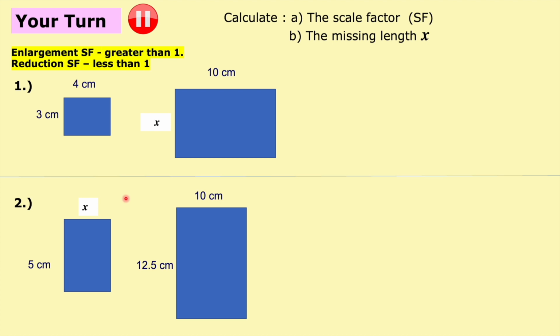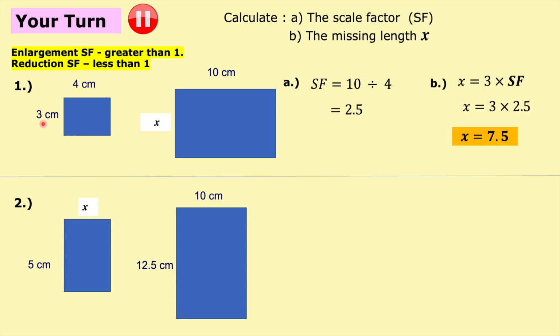Okay, let's go over the answers. So first off, our first one, we're going to calculate our scale factor. And we're trying to work out an enlargement. So we're going to look at two corresponding sides. We've got 4 and 10. It's an enlargement, so we're going to take the bigger number, divide it by the smaller number to get 2.5 as our scale factor. We're then going to calculate x using its corresponding side of 3. So 3 times the scale factor will give us 7.5 centimetres, that should say. Don't forget your units. And yeah, so 7.5 centimetres, that's what x is. So well done if you got that.